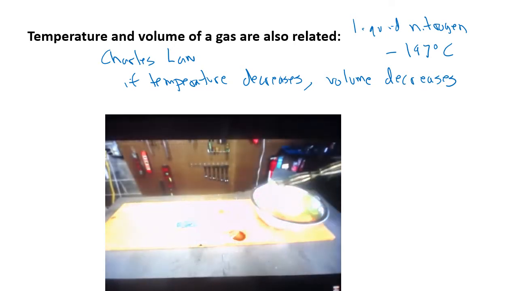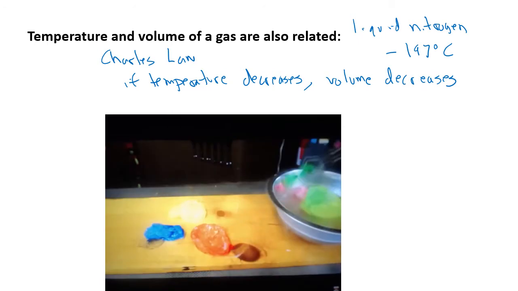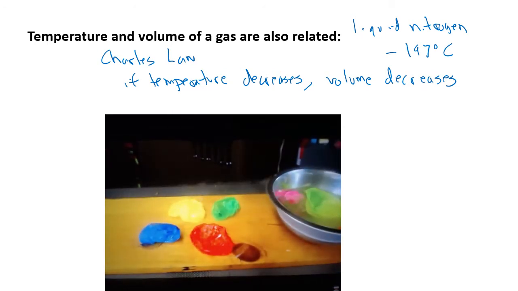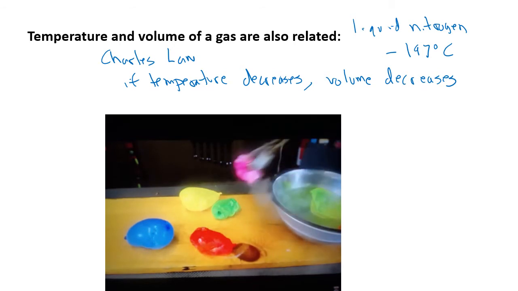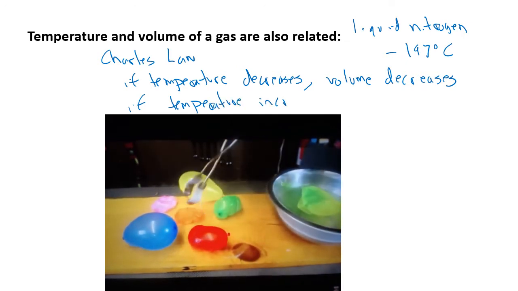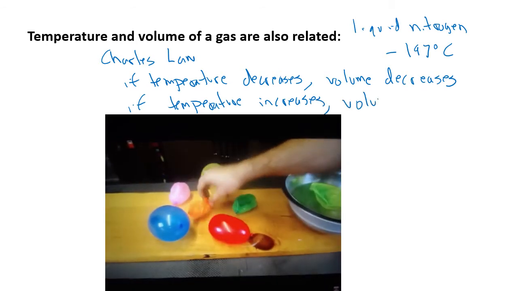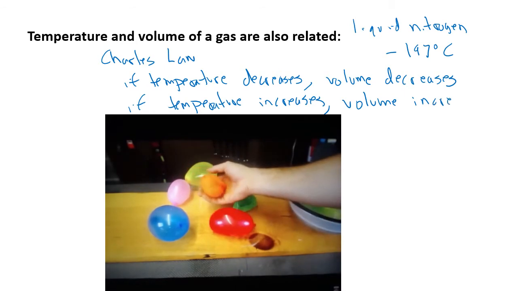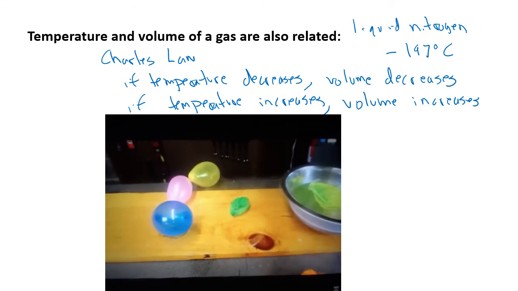Now what they do is they take them out. When they take them out, they're warming back up. They're getting back to room temperature. And as they warm back up, the balloons get larger. They're getting bigger again. Let's write that down. Right now, the temperature is going up. If the temperature increases, these balloons, these gases, the volume of them also increases. In math lingo, there's a word for this. They're called directly related.